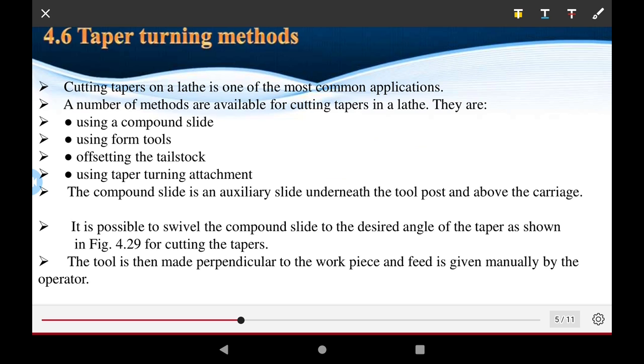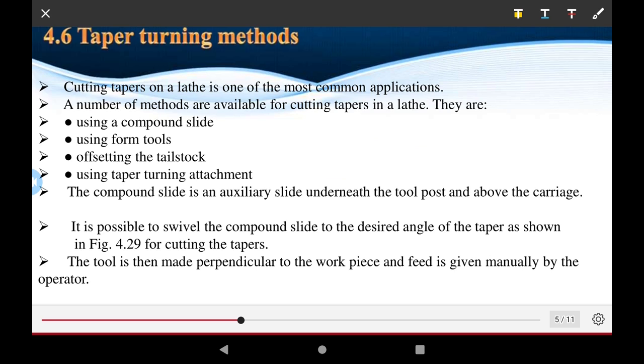The workpiece is held in the chuck. The compound slide sits on the auxiliary slide. Dear students, the tool post is carried by the carriage. As shown in the figure, it is possible to swivel the compound slide to the desired angle of the taper.